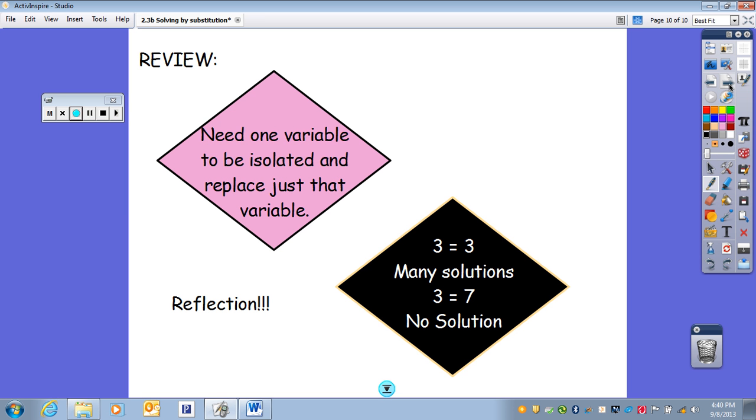If you have an example like 3 equals 3 that is true and no variable remains, that will be many or infinite solutions. Or if you have a situation that is not true, like 3 equals 7, this would be no solution.